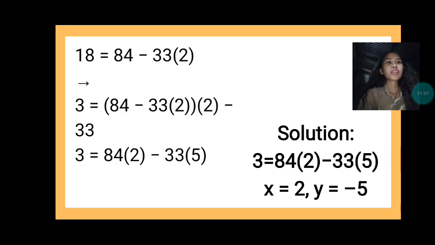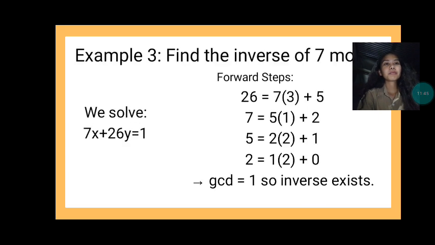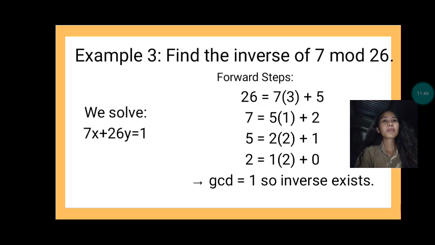So now let's proceed with our last example. Example number 3 is to find the inverse of 7 mod 26 using the extended Euclidean algorithm, meaning we want 7x is equal to 1 mod 26, which is the same as 7x plus 26y is equal to 1.